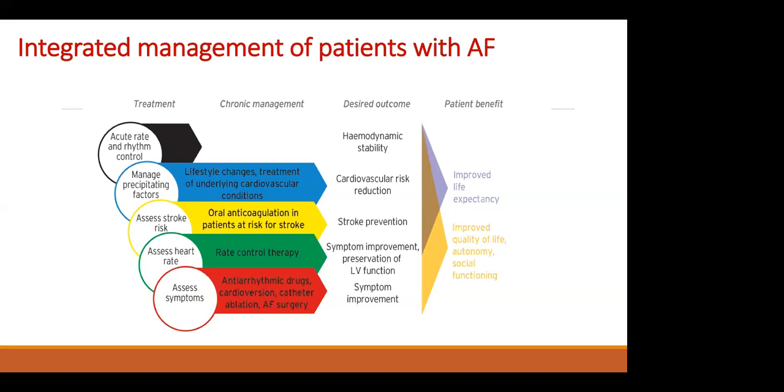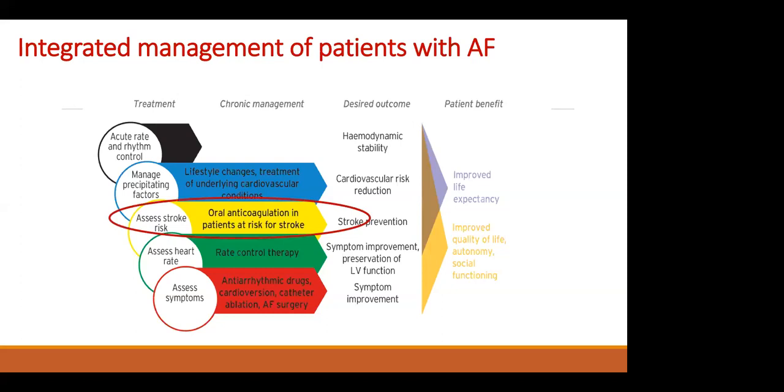The second domain is that you should search for the presence of precipitating factors, like, for example, thyrotoxicosis or electrolyte disturbance, because these need to be treated in order to manage your patient. And then assess the risk of stroke and whether your patient is eligible for taking oral anticoagulants or not. And then finally, heart rate control or rhythm control of these patients.